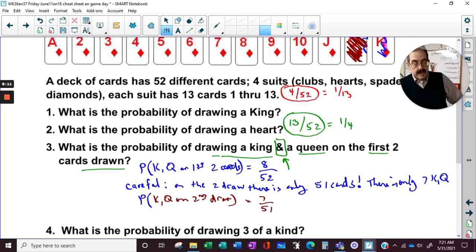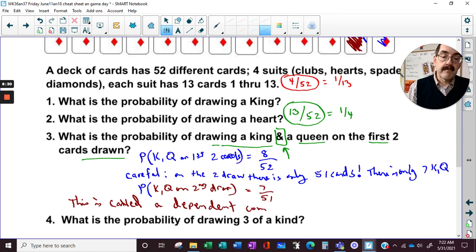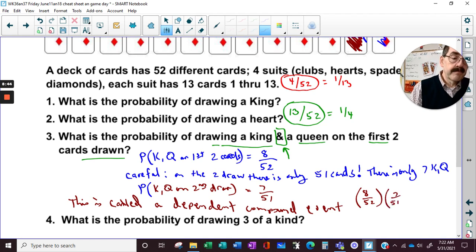Okay, so now this is called a dependent compound event. And the likelihood of this happening is 8 out of 52 times 7 out of 51, which is 56 out of a lot.